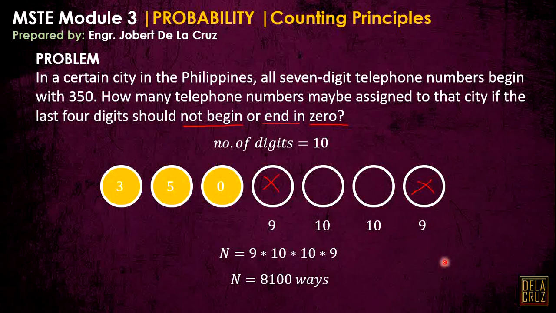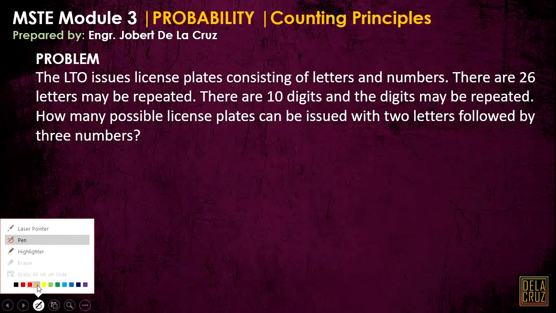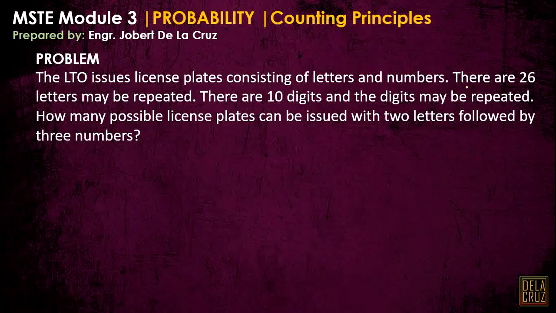Okay, another example. The LTO issues license plates consisting of letters and numbers. There are 26 letters, which may be repeated. There are 10 digits, and the digits may be repeated. How many possible license plates can be issued with 2 letters followed by 3 numbers? I want you to take note again of this statement. There are 26 letters that may be repeated and 10 digits that may be repeated.